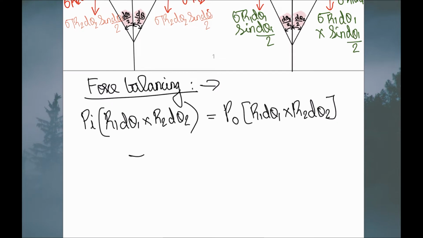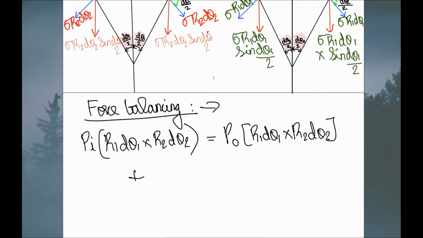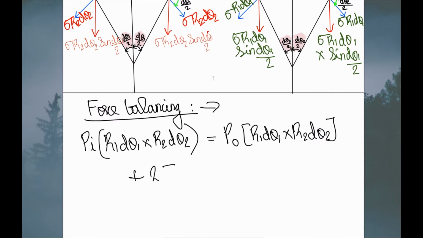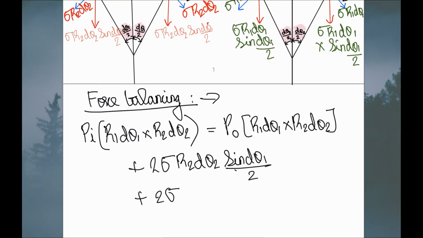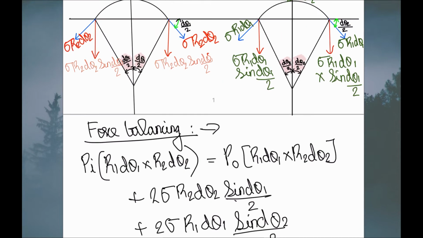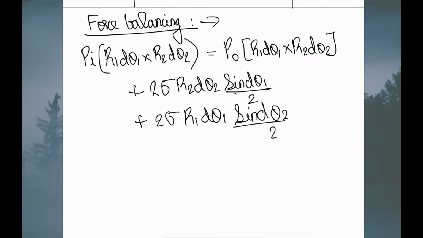This is not just the outside force. The outside force is also due to the surface tension force. Look, there are how many forces? 1, 2, 3, 4. These both are the same. So we can take this as twice sigma R2 d theta 2 into sine d theta 1 by 2, plus twice sigma R1 d theta 1 into sine d theta 2 by 2. Here the d theta is a very small angle.